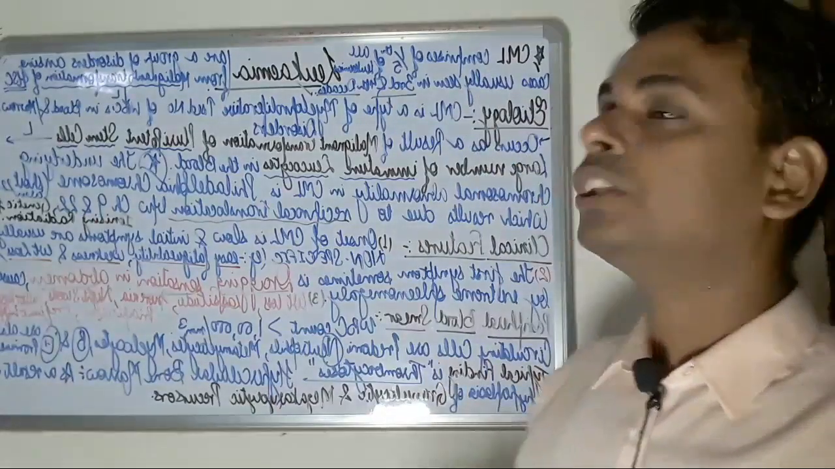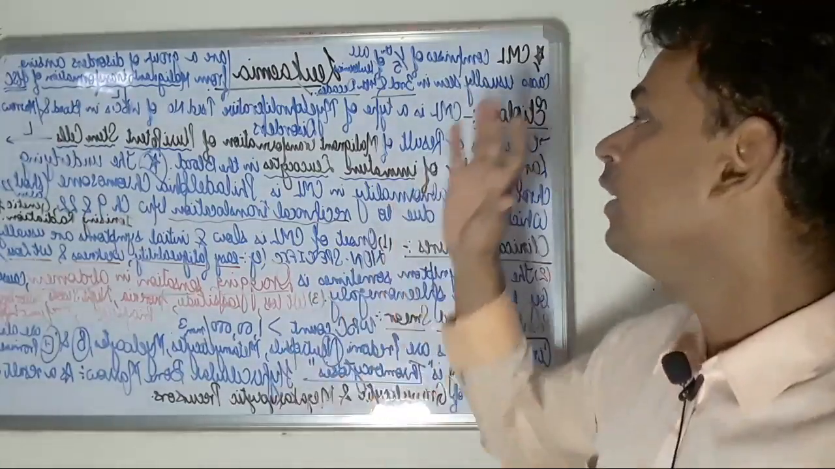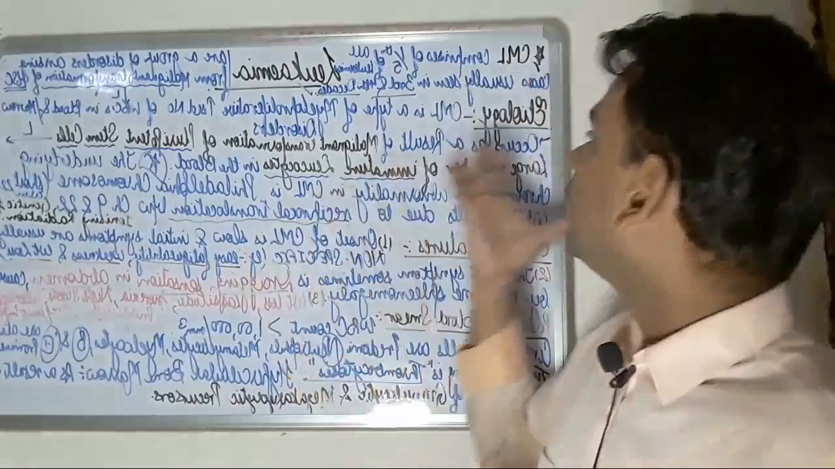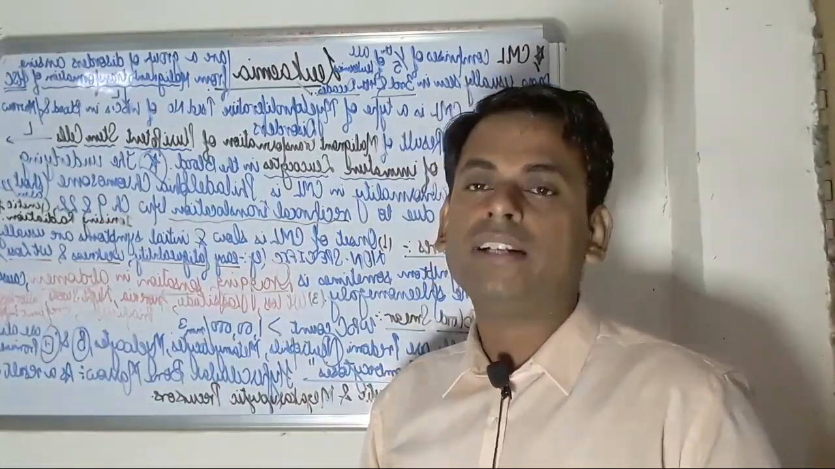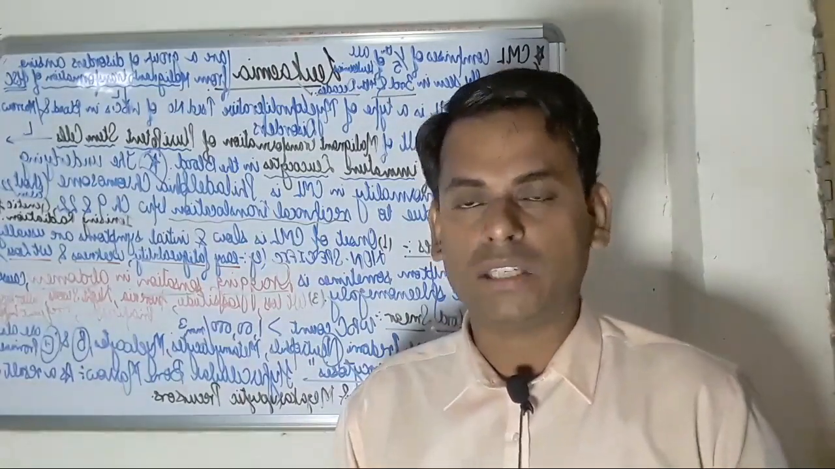So students, this was a short discussion about the definition, the etiology, the clinical features, and the peripheral blood smear findings of chronic myeloid leukemia.